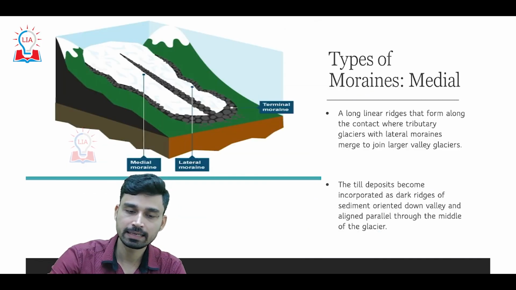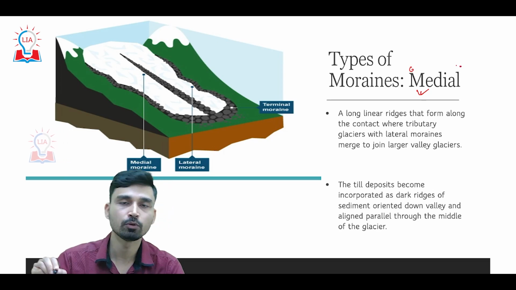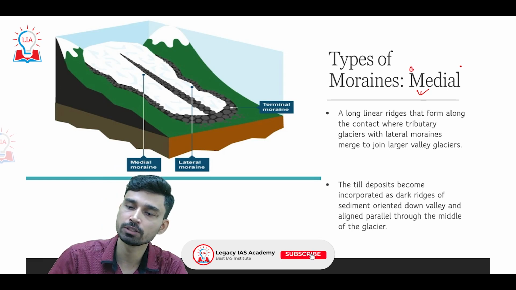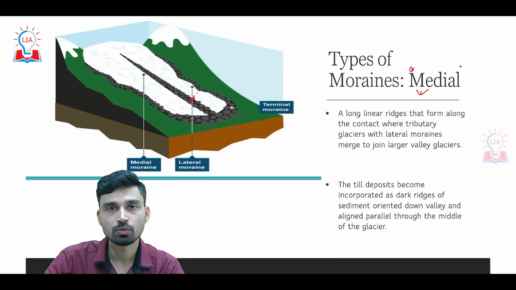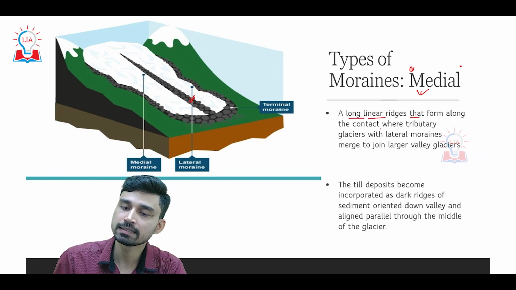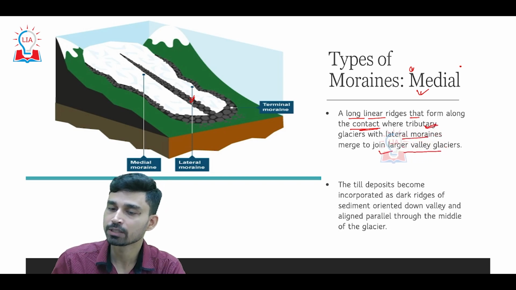Now, if you look at the same picture again, another kind of moraine that forms is called medial moraine. So for medial moraine, the name and term is derived from the simple logic that these develop in the middle part of a glacier. Medial moraine can be defined as long linear ridges that form along the contact where tributary glaciers with lateral moraines merge to join larger valley glaciers.